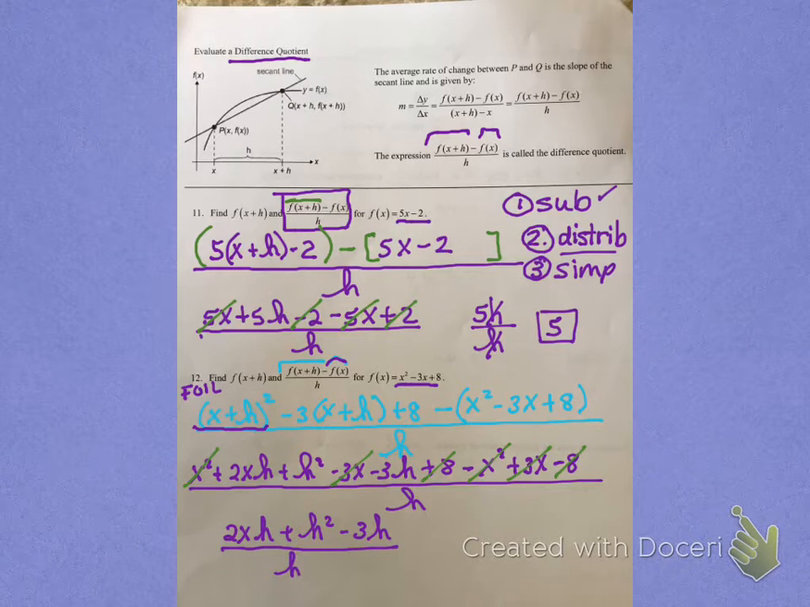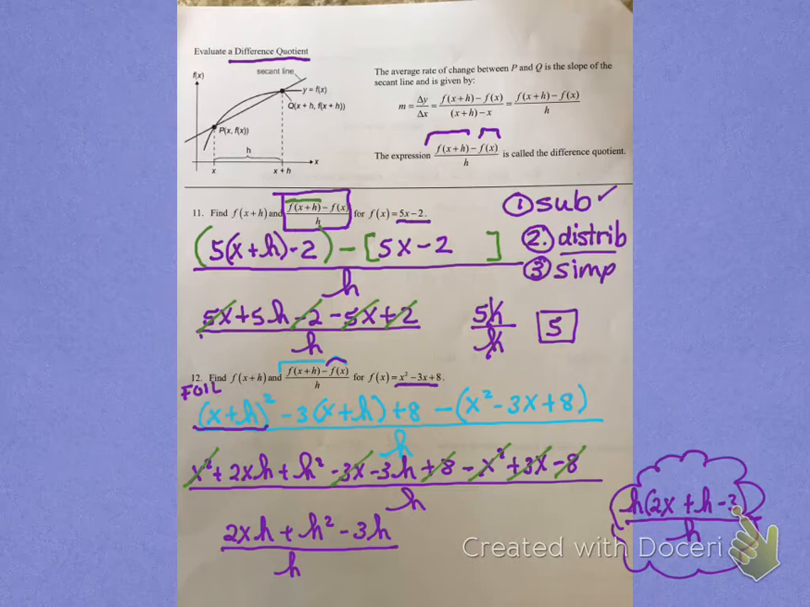It just looks like we have h's everywhere. But remember that we can GCF this stuff. I'm going to factor out an h. Greatest common factor is h. So that's going to leave me at 2x plus an h minus 3. And that's all divided by an h.